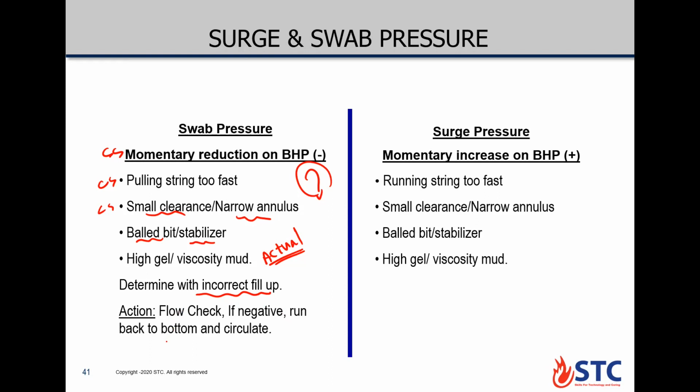Why run back to bottom and circulate bottom up? Because we may have some gas that just entered the well, so we need to circulate it out. But if there is a flow, we need to shut in the well immediately without any delay. Let's talk about the surge. Surge is vice versa. Here, a momentary increase in the bottom hole pressure: running the string too fast, small clearance or narrow annulus, balled bit, balled stabilizer, high gel, high viscosity mud.